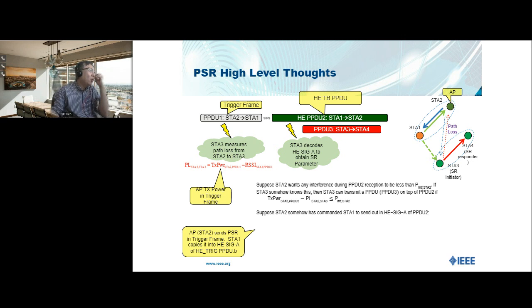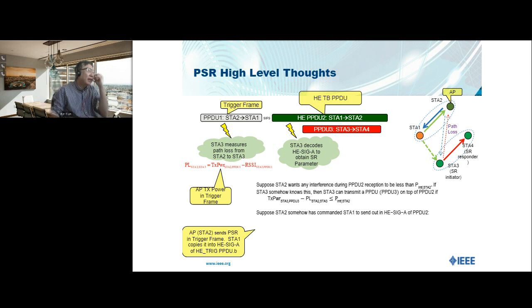So now look at the left-hand side. First, station 1 sends the PSR packet, which is PPDU1 from station 2 to station 1, which is a trigger frame and carries all this information: the reuse information, the PSR information, and the TX transmission power.